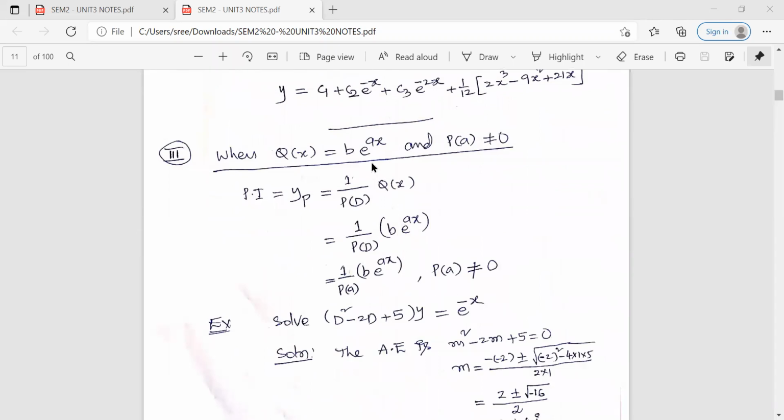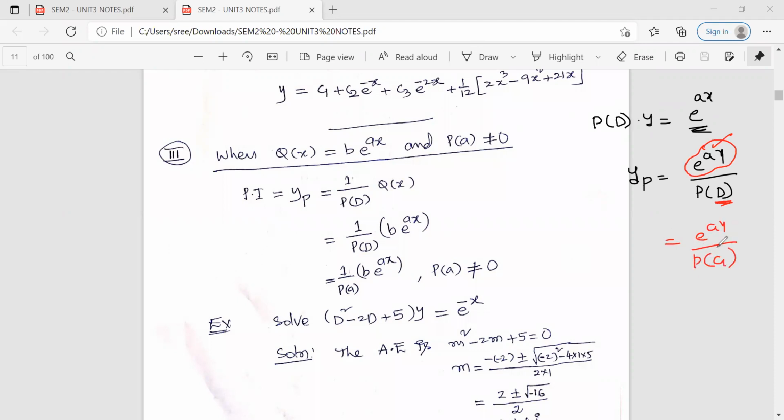Next method is if Q of x contains e power ax. It's very simple. See up here, in the given equation, we get P of D into y equals Q of x. In Q of x, if we have e power ax, what is YP? E power ax by P of a. Simply, we substitute the constant number that we have in e power in the D place. That means e power ax by P of a. We just substitute a in place of D.